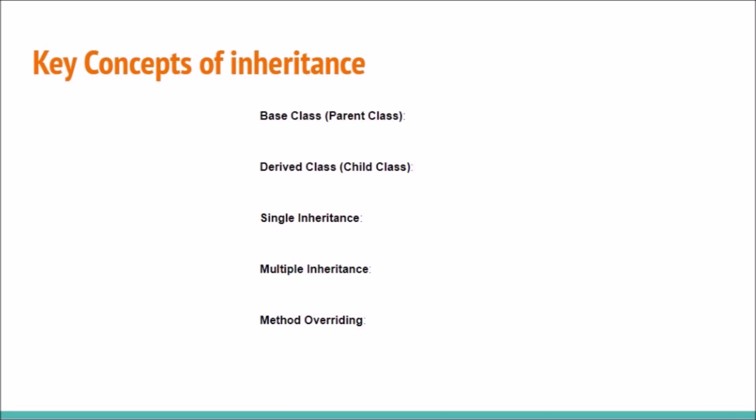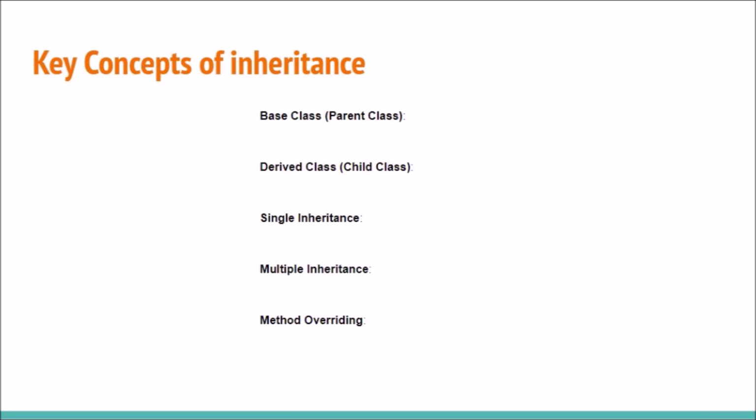Key concepts of inheritance in Python. Base class. The class whose properties and methods are inherited by another class. It is also known as the superclass. Derived class. The class that inherits from the base class. It can also have its own additional properties and methods, or it can override methods of the base class.